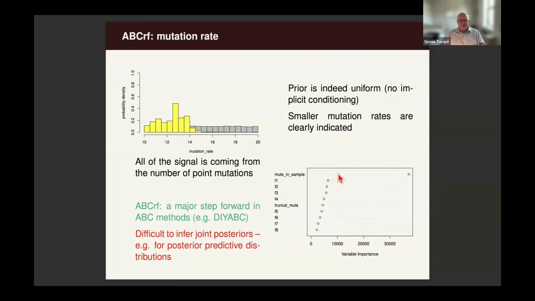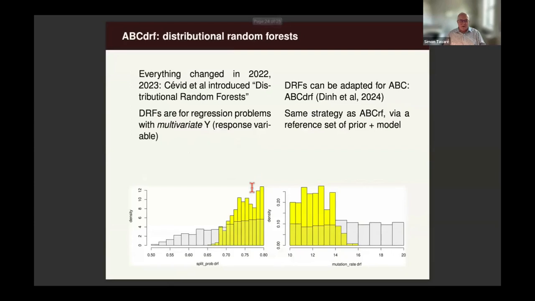But one thing that it does not do is deal with multidimensional Y variables. So what we would like to do, of course, if we're interested in posterior predictive distributions, is to say something about the joint distribution of these parameters rather than them one at a time. And that's where this beautiful method we just discovered has been written about by Cevid and others in 2022. These are called distributional random forests.